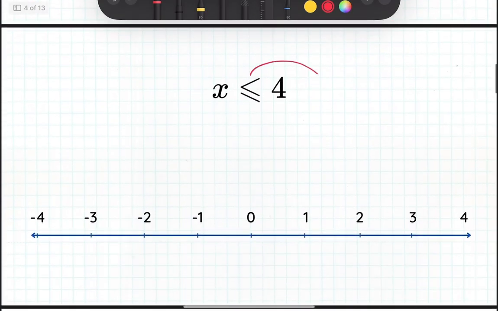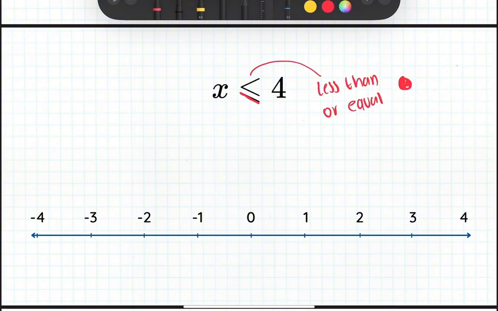Here we have x is less than or equal to 4. And remember that whenever we have this line underneath, whenever it's also equal to, we have a closed circle. So let's graph it. We're first going to put that closed circle on 4. And what I'm going to do is put the arrow facing towards whatever numbers are less than 4, which is this way.